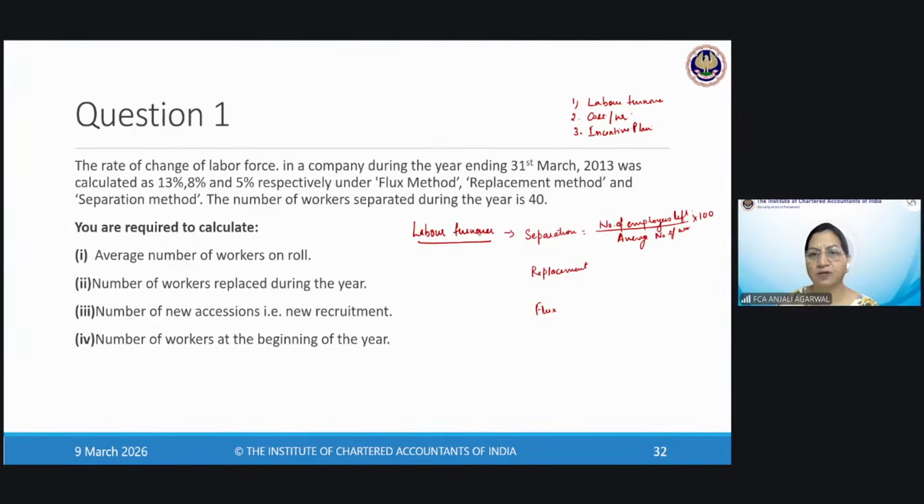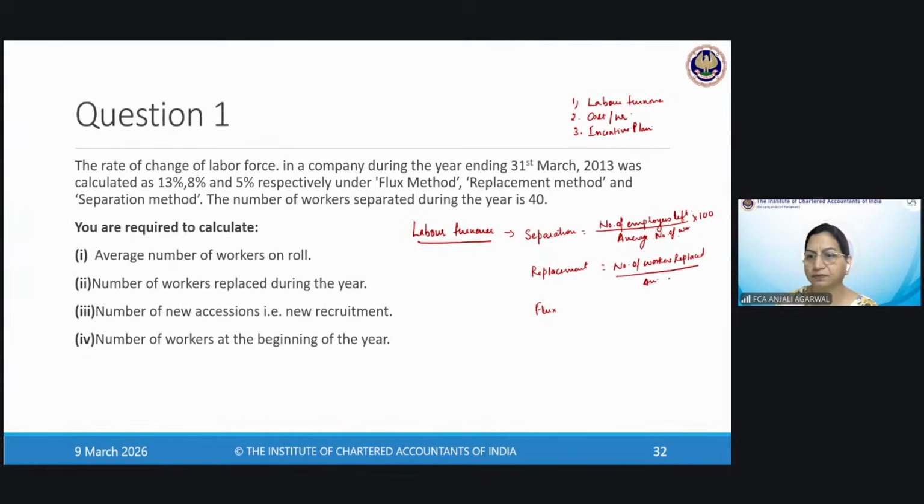All right, let's focus on labor turnover, separation, number of employees who leave the organization, divided by average number of workers into 100. Replacement is the number of workers who join against the ones who have left.